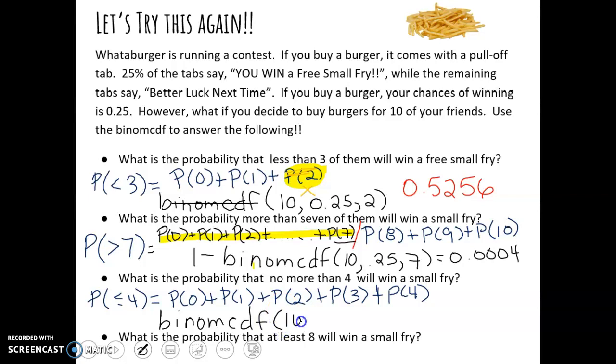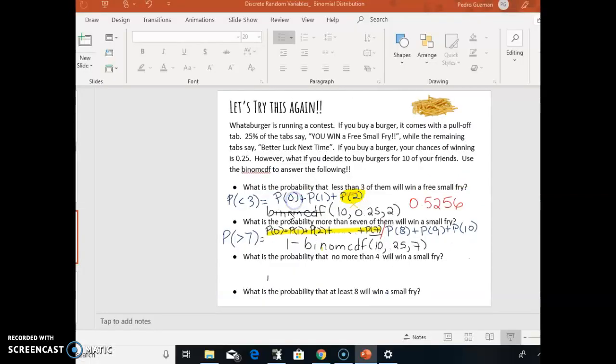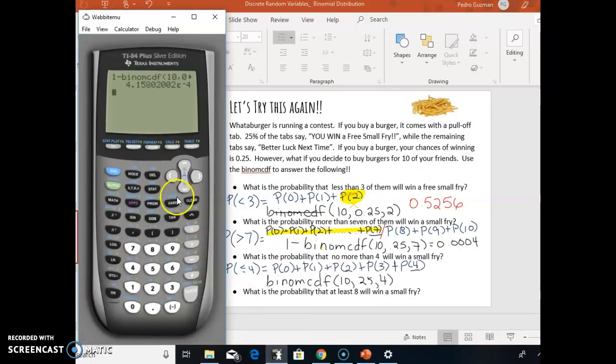Okay, so 10, .25, and we want it to stop at 4, so x is 4. So second vars, choose binomcdf, 10, .25, 4, and we get 0.92187, which is 0.9219.